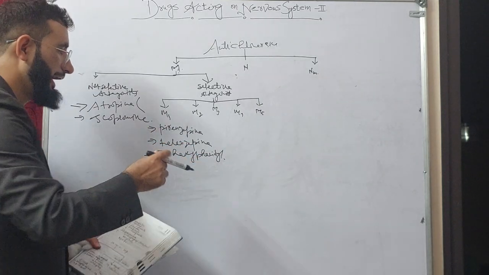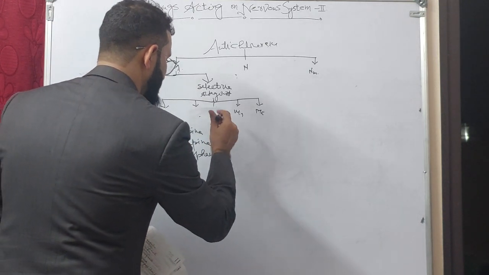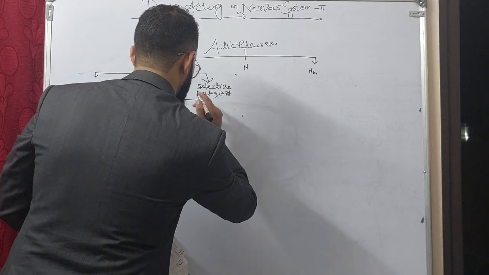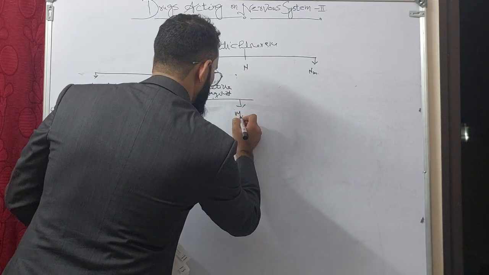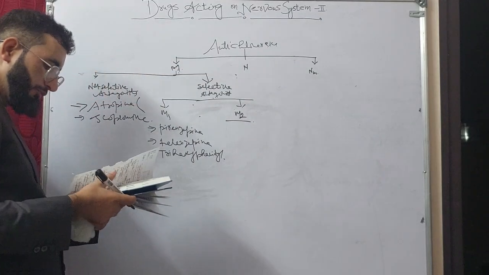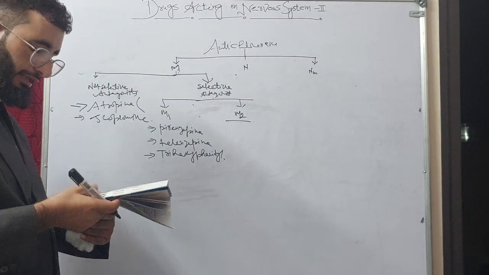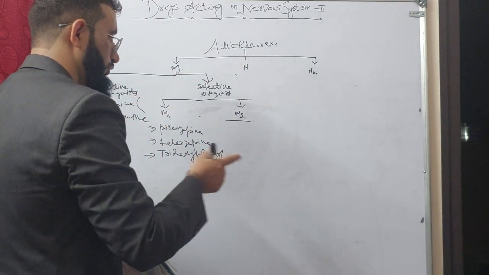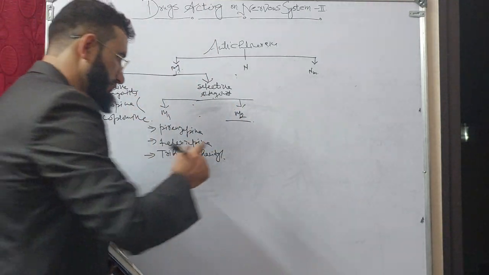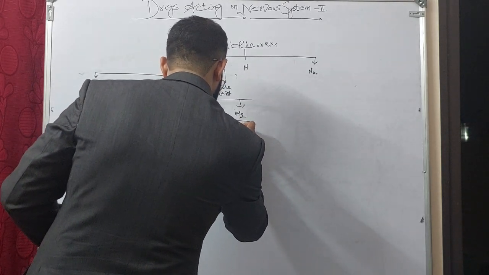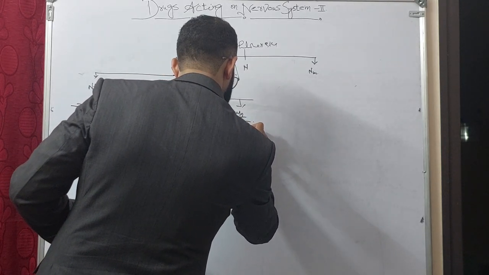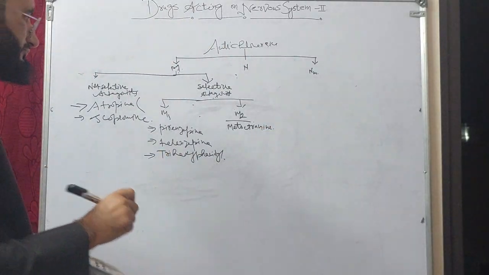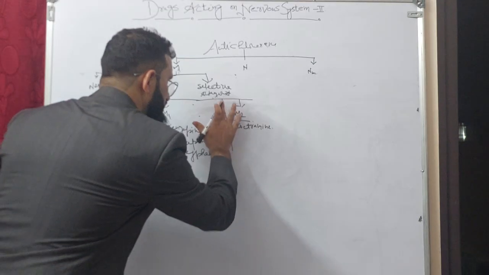Then we have M2 selective. For M2 selective, we have the example methoctramine. Only one drug we have under this class, methoctramine.